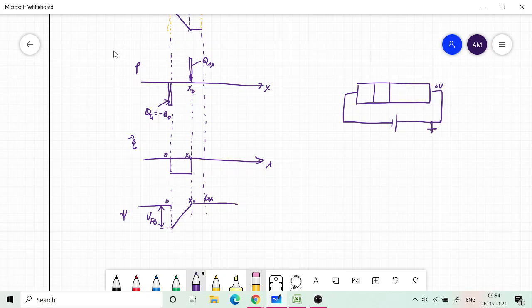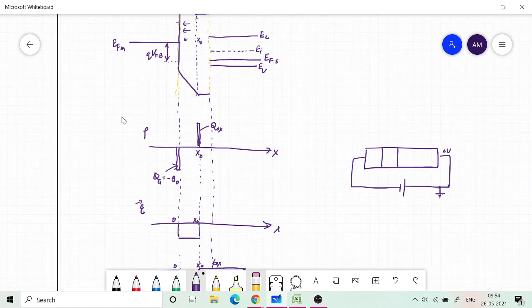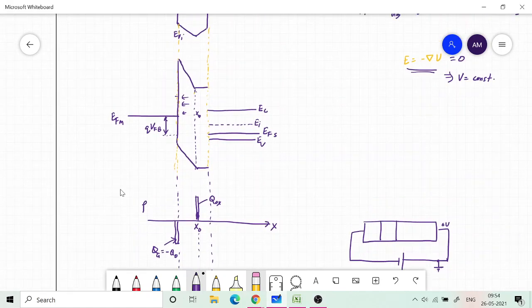And now in the energy band diagram this thing will be reversed because of multiplication by q. So this is basically q into V flat band. Okay, so that is how it is.